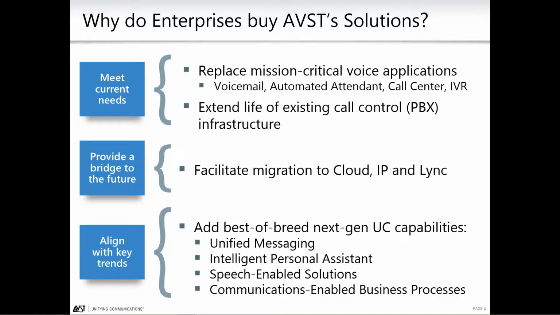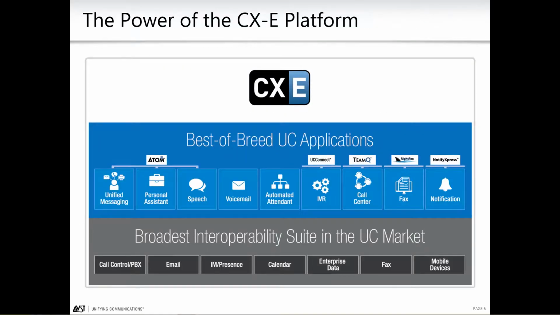And even one step further out than that, we need to look at the key trends in unified communications. What's going on in the market? What type of things do we have to be keeping an eye on to make sure that your product will give you the functionality you need going forward? Things like unified messaging and a personal assistant, all of that functionality. So those are the categories we look at as we look at building the CXE product.